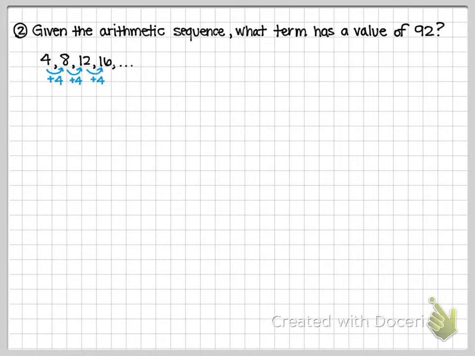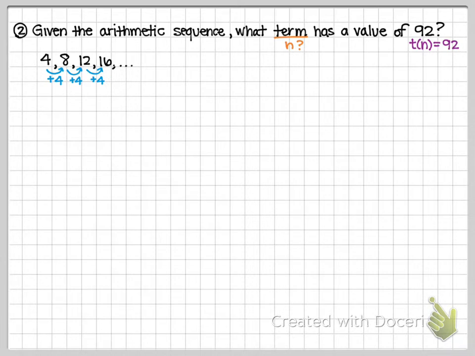What I'm trying to do is figure out what term has a value of 92. Okay, what term? The term is always going to be n. So what term, that's the question, has a value of 92. Basically what I'm being told is that I know there's a 92 in the list. I'm just trying to figure out what location that is.